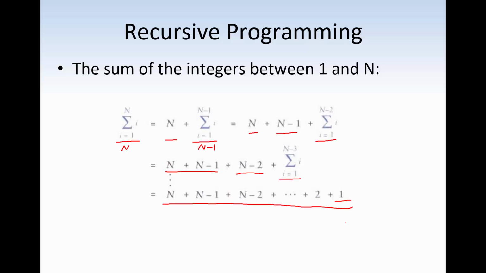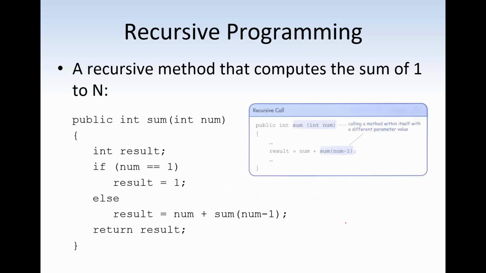Let's go ahead and take a look at the actual Java code for implementing this. Over here we have a method called sum: public int sum, with one parameter, which is num. This is computing my sum from 1 all the way up to whatever num is. So let's read through this. Initially we have int result. This is my first line here. That's just a temporary variable for me to store stuff.